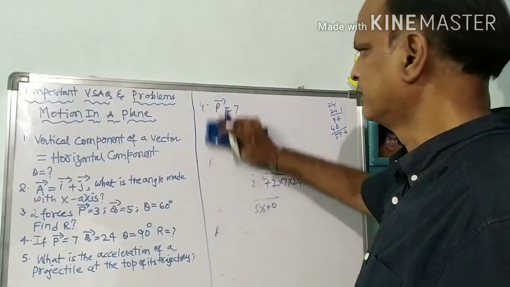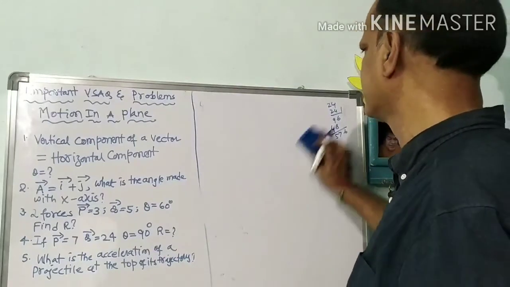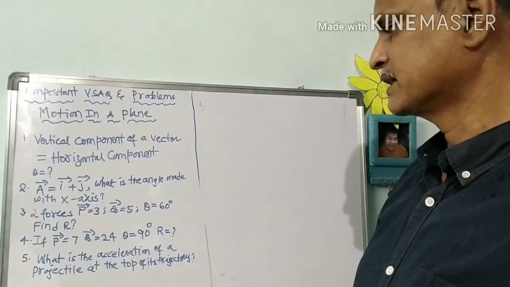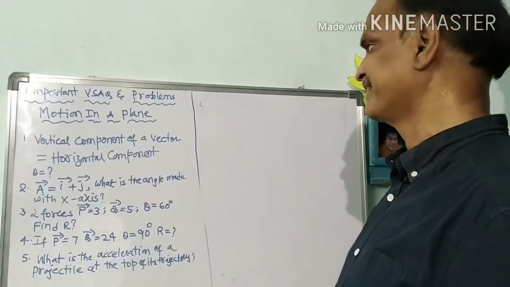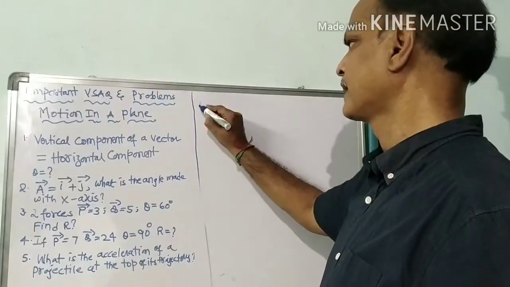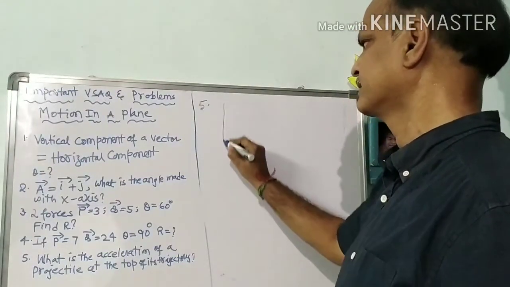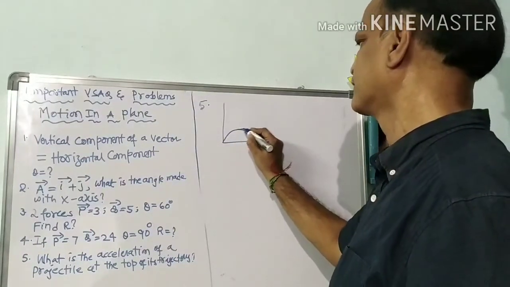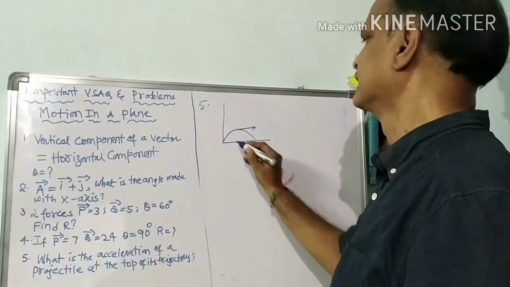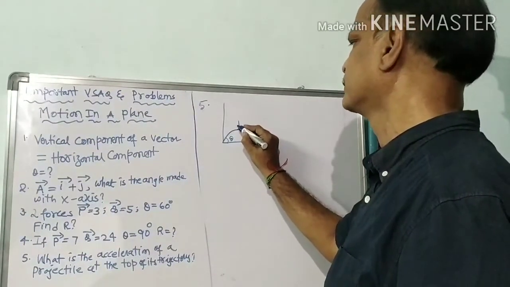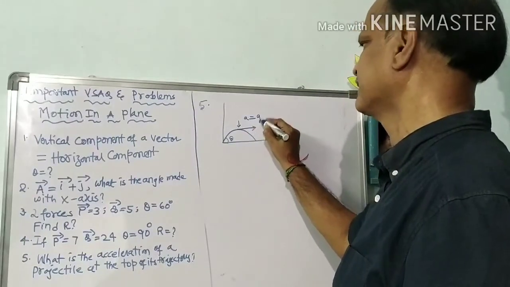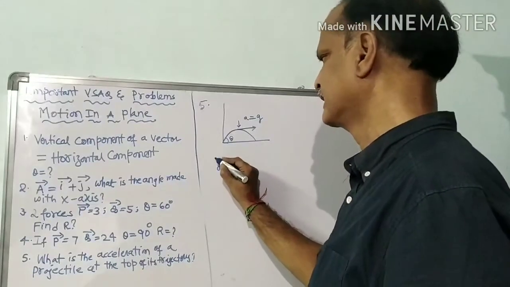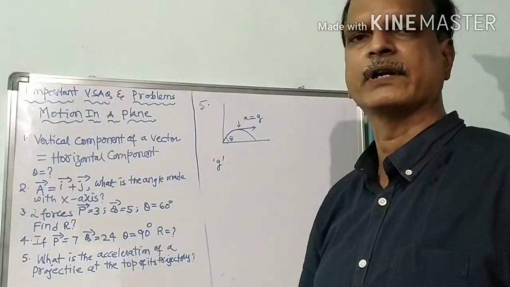So we have the next, the fifth one. He says in the fifth question, what is the acceleration of a projectile at the top of its trajectory? At the top of the trajectory, we have the projectile like this. At the top of its trajectory, the acceleration will be equal to the acceleration due to gravity. So the answer will be g, or acceleration due to gravity.